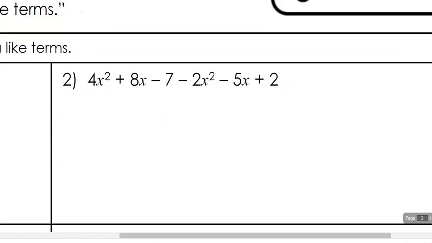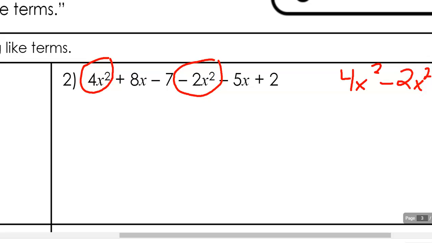All right, so the terms here that are alike are going to be this 4x squared and this -2x squared. Those are going to be our like terms. So I'm going to circle those to signify that these are my like terms. So then out to the side, I can do 4x squared minus the 2x squared. And we know that that is going to be 2x squared. So far we got 2x squared.